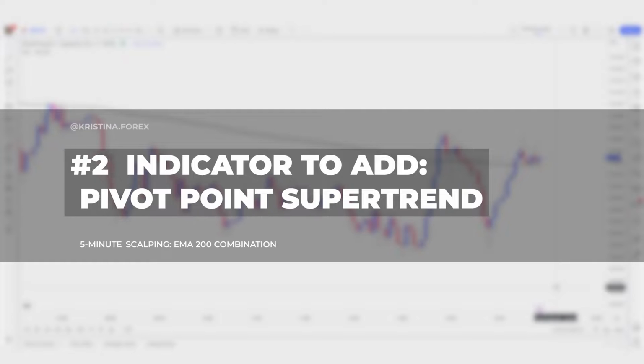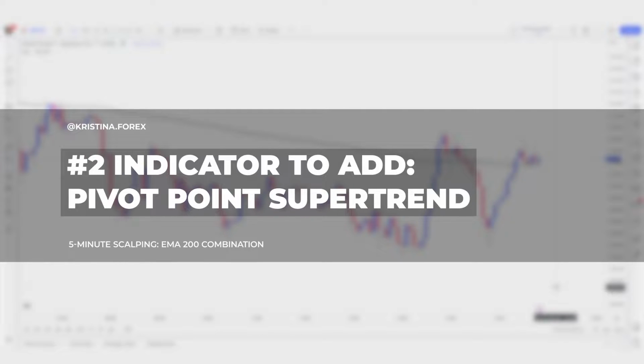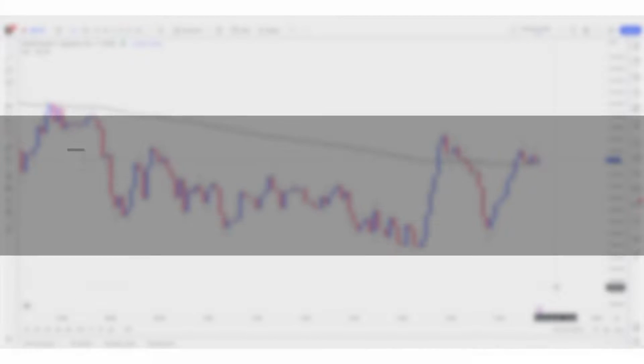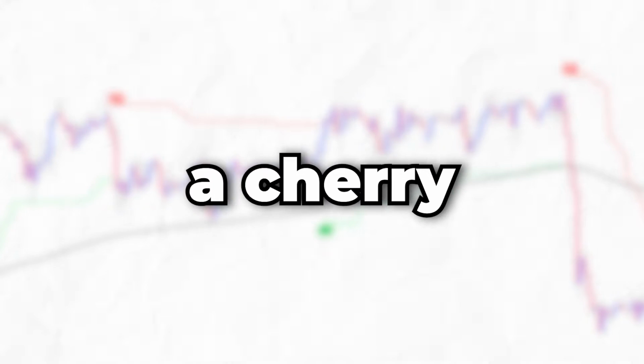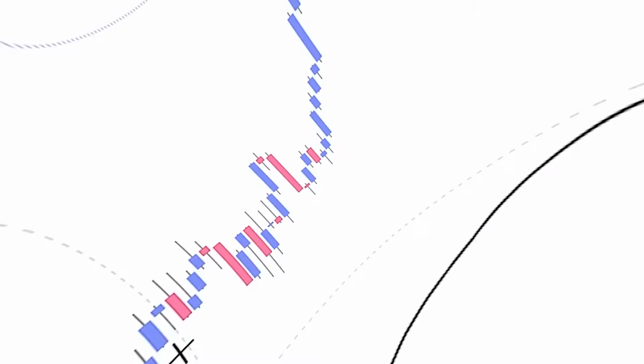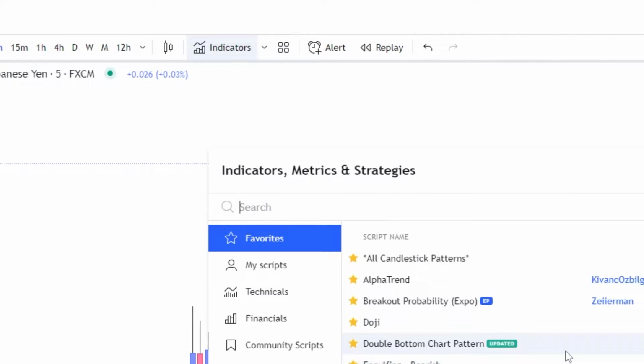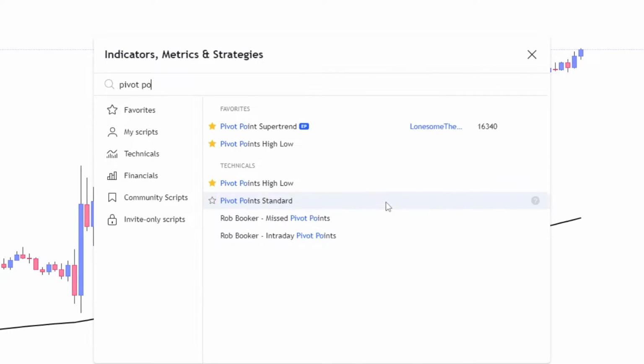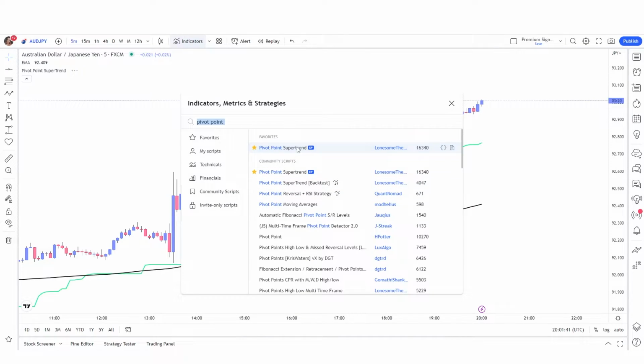Now let's take this trend trading strategy to the next level with the pivot point super trend indicator. This tool is like a cherry on top and it will make all the difference in maximizing your profits. It's super easy to find, just head to the indicator section and type in pivot point super trend. Once you add it to your chart, don't change a thing, leave it as it is. So the indicators are ready to go.